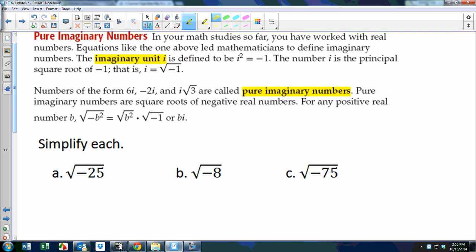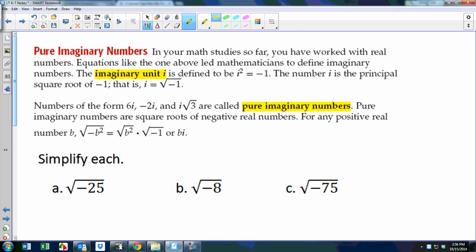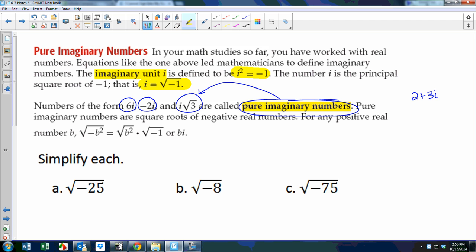Now, I've already talked about i being defined as the square root of negative 1, and i squared being negative 1, so those are things I'm not going to read again. But pure imaginary numbers is something I haven't talked about. They are 6i, negative 2i, or i square root of 3. They are any number that just has i with it. Complex numbers we already talked about. A complex number is 2 plus 3i, but a pure imaginary number just has the 3i part, the imaginary part.